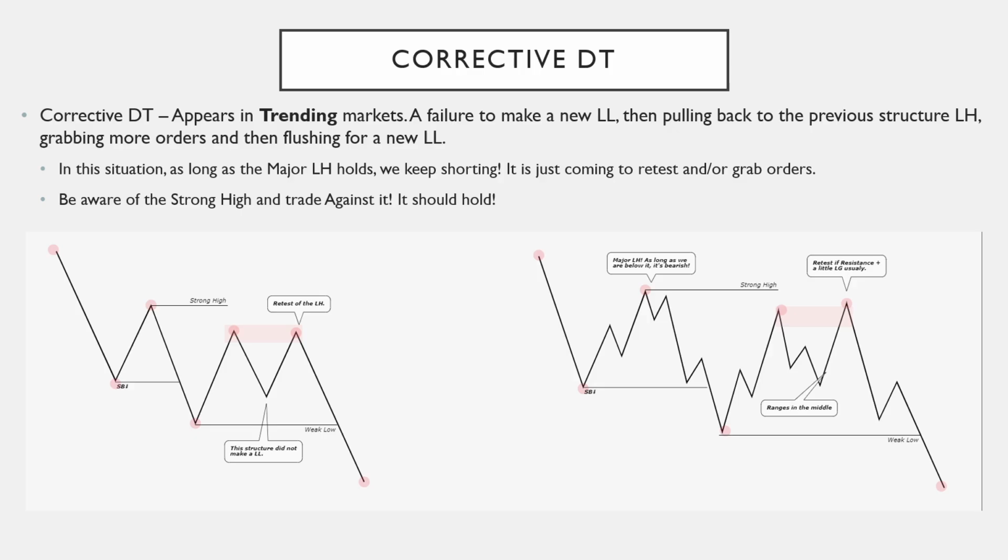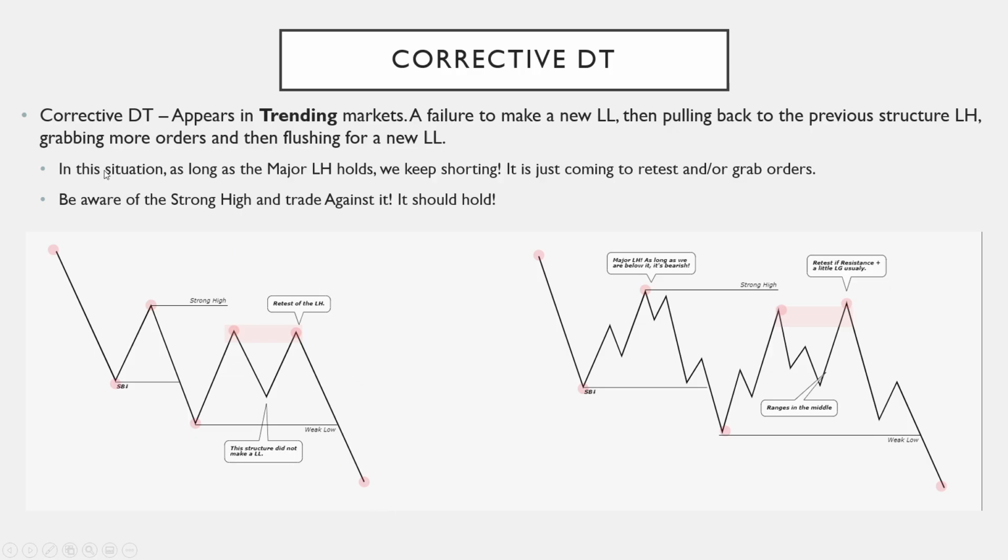Make sure to focus on those things, because they appear very often in the market, and sometimes you might get confused. But with the help of this pattern you can remain confident, balanced, and still strike with the overall trend, although you start seeing something different. This is signified by a failure to make a new lower low and then pulling back to the previous structure lower high, grabbing more orders and then flushing for a new lower low.